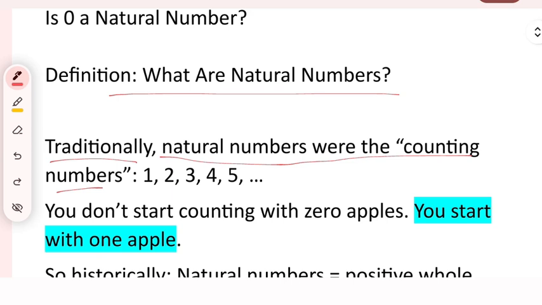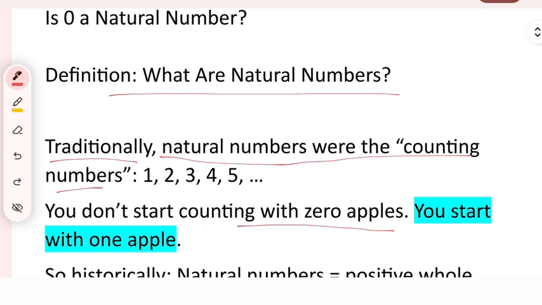The thing is, we never start counting with 0, right? If someone asked us to count the apples, we wouldn't say, oh, 0 apples, 1 apple, 2 apples, 3 apples. We always start with 1 because 1 is the start of the counting numbers. We don't count with 0 apples. You always start with 1 apple.